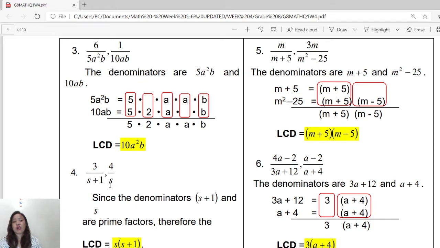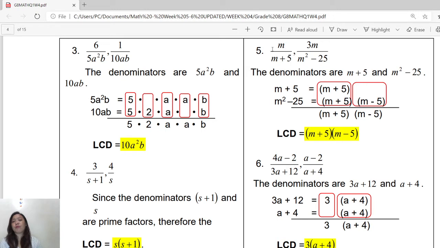Number 4. The denominators are s plus 1 and s. Since the denominators are already prime, so prime factors already, the LCD is just s times s plus 1. Since they are already relatively prime, you cannot do it in the other way. Therefore, just multiply the denominators to get the LCD.